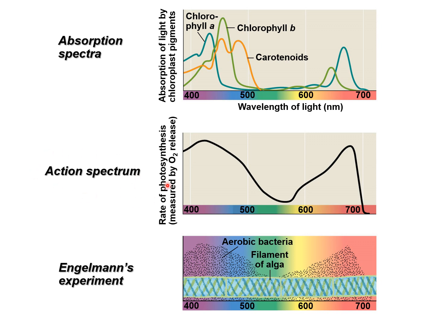So the action spectrum comes from an experiment like the Engelmann experiment, which you'll read about in your book, where we had a combination of this algae and aerobic bacteria, and it would only grow when photosynthesis was occurring and oxygen was released.